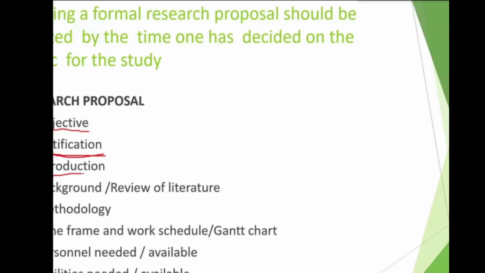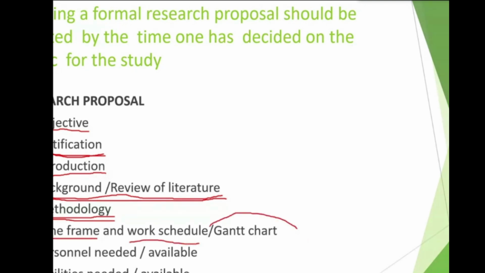Then you introduce that particular topic, and you go on to collect literature on what others have done, which is what you call a review of literature, and is extremely important. I will come back to that point in another few minutes. And then you will narrate the methodology, which is what is referred to in this entire talk as research methodology. And then you will have a time frame and work schedule, which is what you call a Gantt chart, and I will show chart examples in the coming slides.